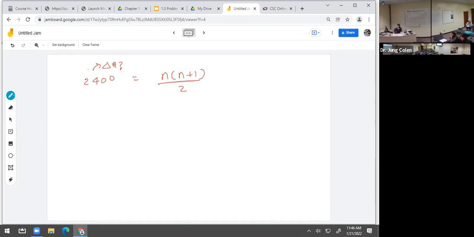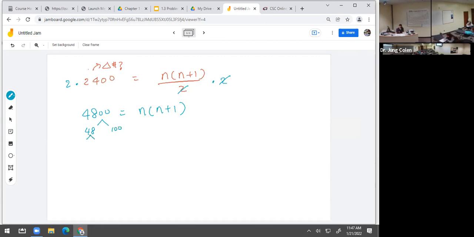Okay, so if we continue, we can multiply 2 on both sides, right? So we have 4,800, and you can cancel this out. That is n times n plus 1. Because it's a big number, it's kind of hard to find that combination, but we can try, right? If you use prime factorization, the easiest way is 48 times 100 and go from there.